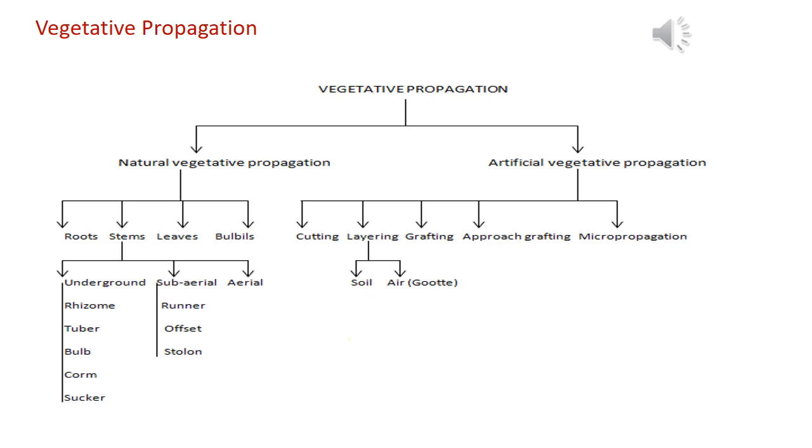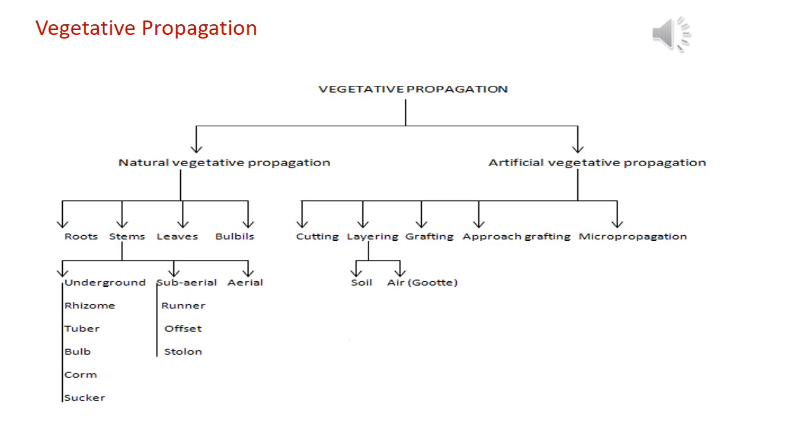So in underground part of modification of stem, you can see the topics that we have to study. These include rhizome, tuber, bulb, corm, and sucker. In case of subaerial, we have to study about runner, offset, and stolon. Alright, and the next type of method by which we classify vegetative propagation is by artificial method. So in artificial method, we go for cutting, layering, grafting, approach grafting, and micropropagation.